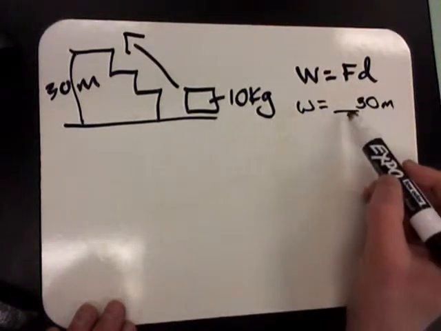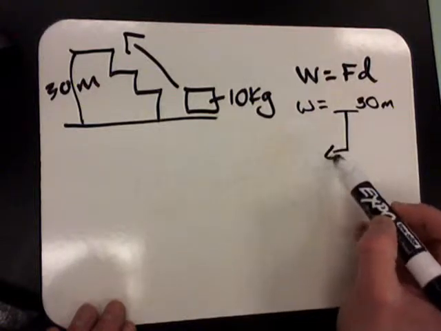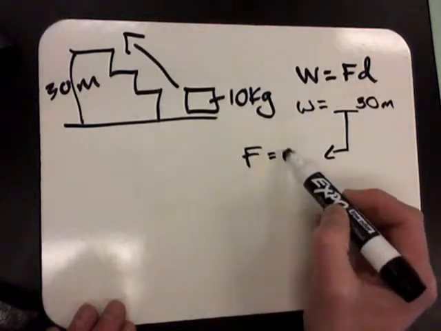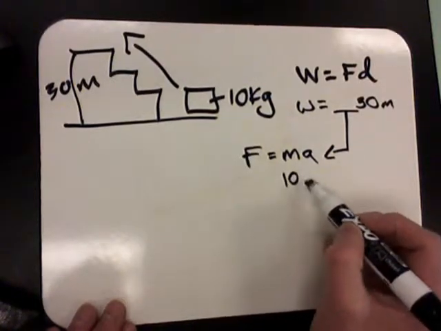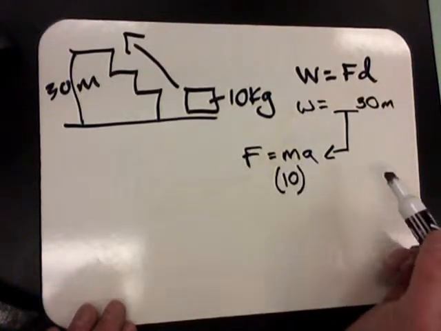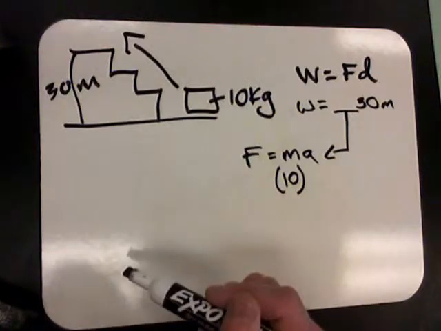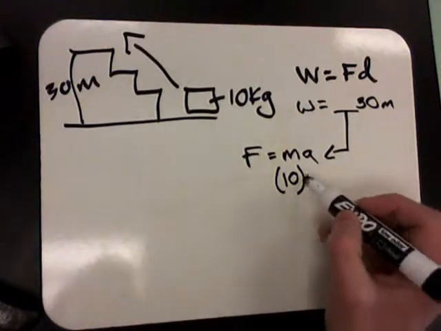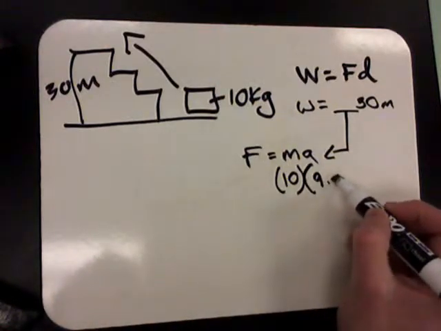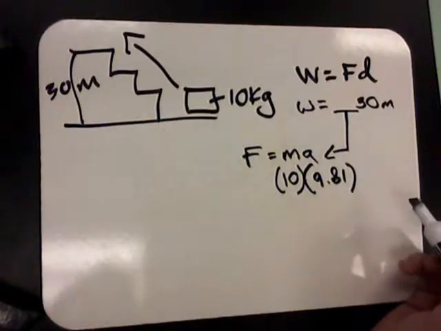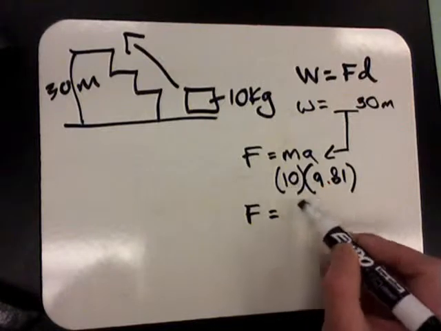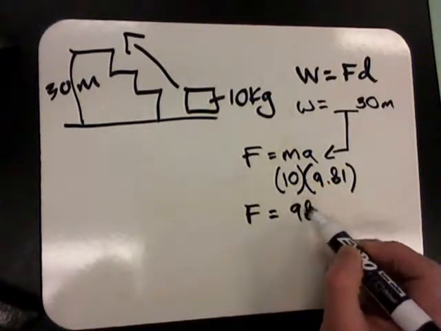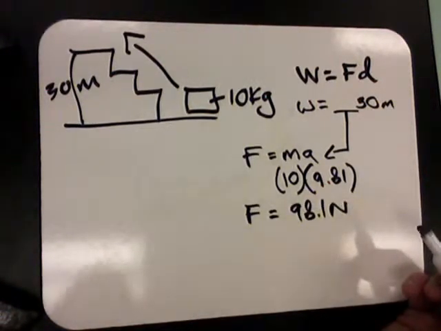Well, if only we had a formula for force. But we do. Force equals mass times acceleration. Do we have the mass of the box? Sure, it's 10 kilograms. Does it tell us the acceleration? No, but the acceleration due to gravity is what we need. It's always 9.81 meters per second squared. So we can figure that out easily. Just move the decimal point because we're multiplying by 10. 98.1 newtons is the force.